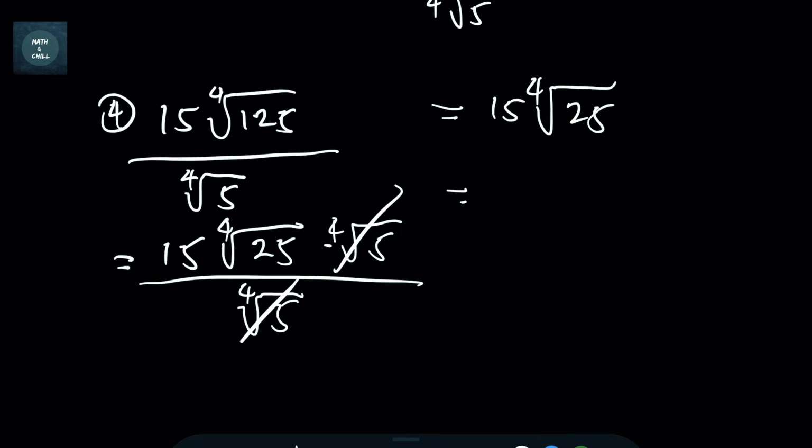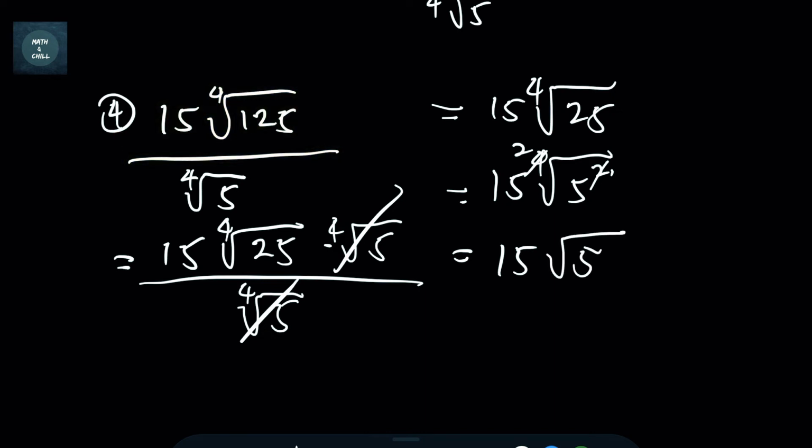This is just equal to 15, the fourth root of 5 raised to 2, right? 5 raised to 2 is 25. So what we have here is 15 reduce to, this becomes 2 over 4, or 1 over 2, therefore this is equal to the square root of 5. The answer is 15 square root of 5.